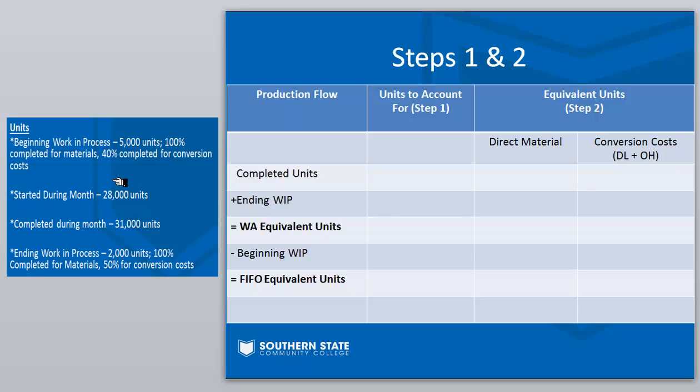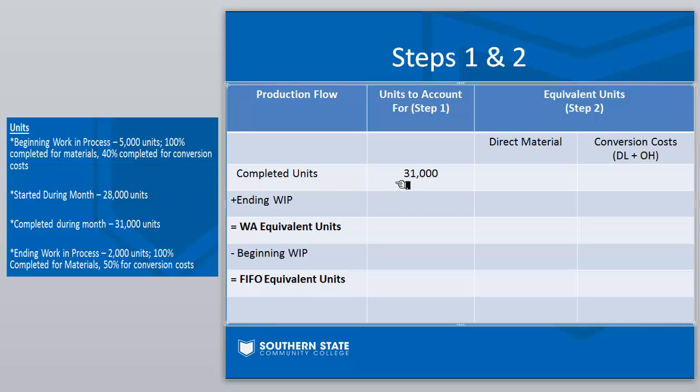I've copied the problem information over right here, and all we're going to do is fill things out. So completed units, we completed 31,000 units during the month, and that information comes from the problem. So the equivalent of that, direct material, would have been 31,000 units completed. And since conversion cost and overhead were done on all those because they're completed, we'd have that same number.